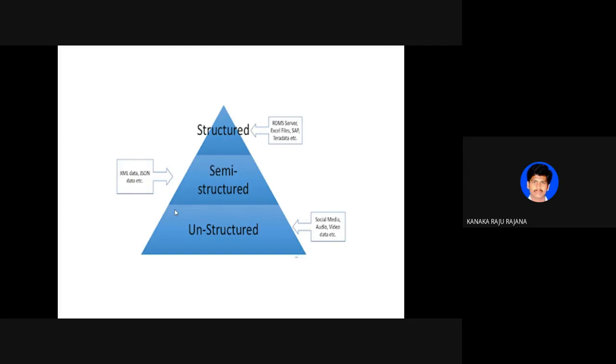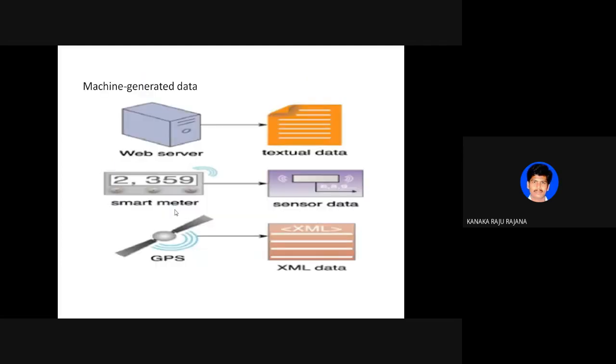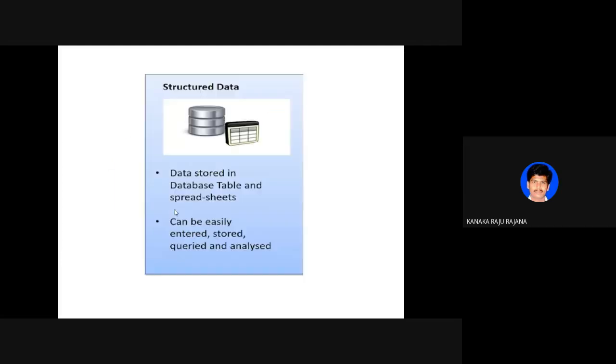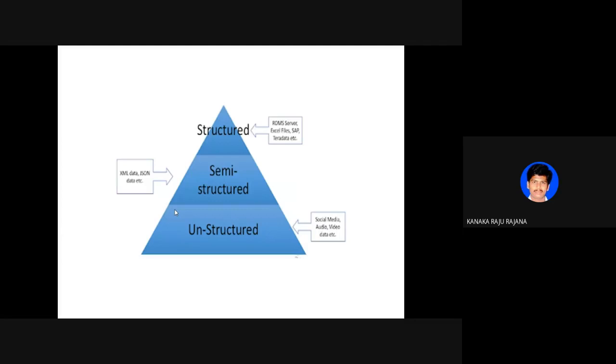From where we have achieved this XML data, JSON data, these are all the data which have been grabbed from machine. Therefore, this is a part of machine as well as a part of human. That is the reason why these data are called semi-structured data.